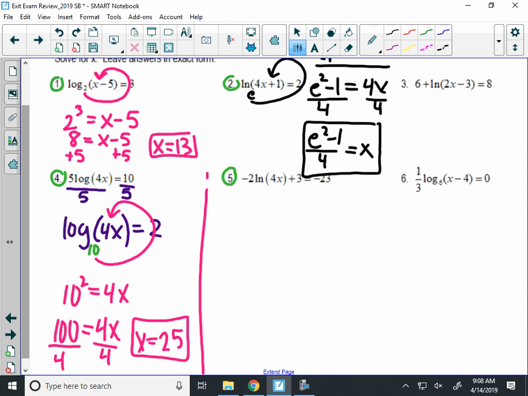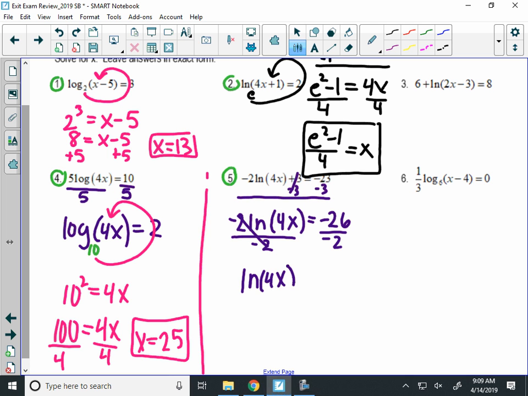This is more involved than number 2, but it's also a natural log. Just like in number 4, I cannot deal with the natural log part until I move the -2 and the 3. Those are both happening outside of the natural log. I'm going to start by subtracting 3 from both sides. So I'll have -2 natural log of 4x equals -26. I'm going to divide by -2 and get the natural log of 4x equals 13.